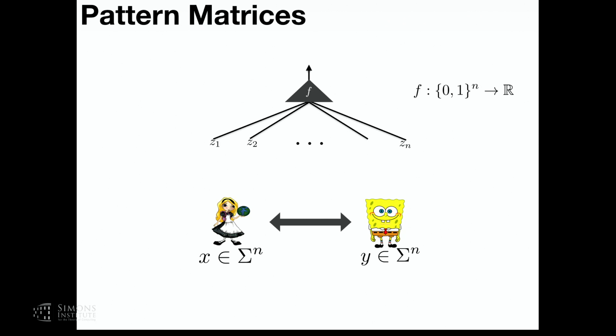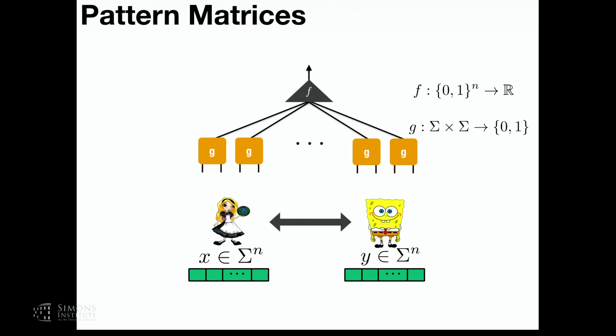And the inputs are n symbols. They're symbols over some alphabet sigma. Okay. We now combine these inputs to get an input for our function f. So we need a gadget g, which takes 2 symbols and outputs a Boolean value, a 0, 1 value. And we now define a function MF of x comma y, where the first input to our function f is obtained by applying the gadget to the first 2 symbols of Alice and Bob. Okay? And the second input is going to be the output of the gadget g on the second symbols of Alice and Bob, and so on and so forth.